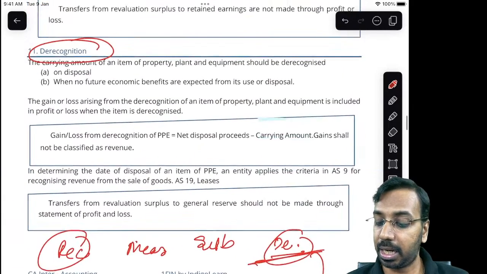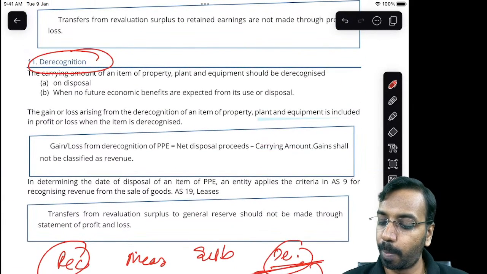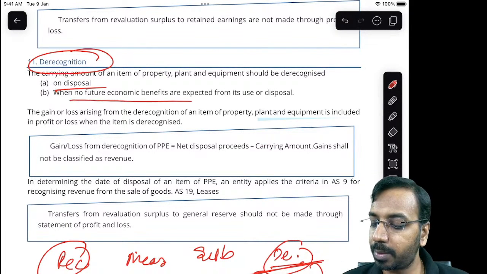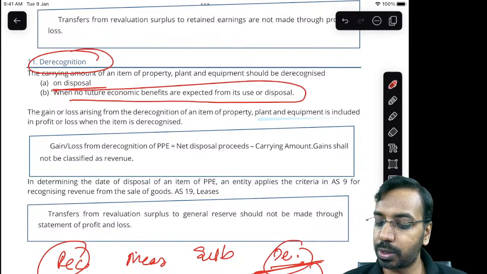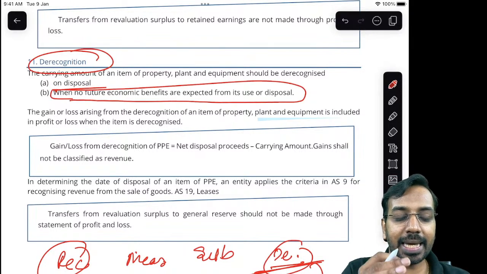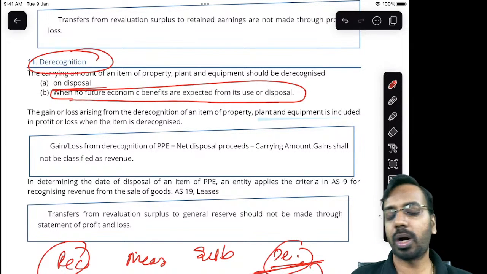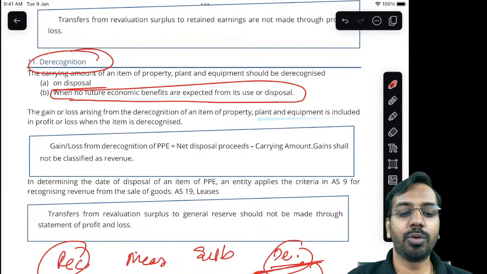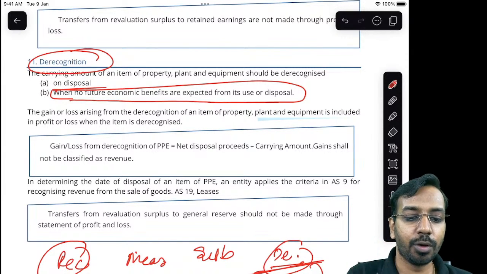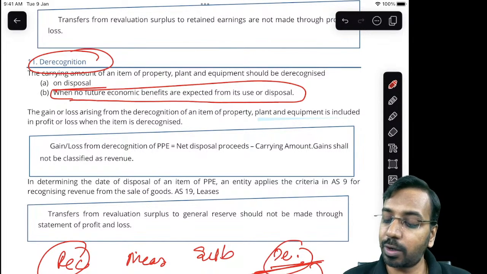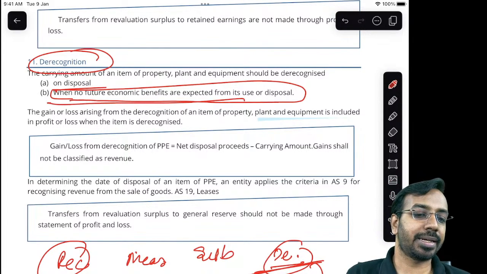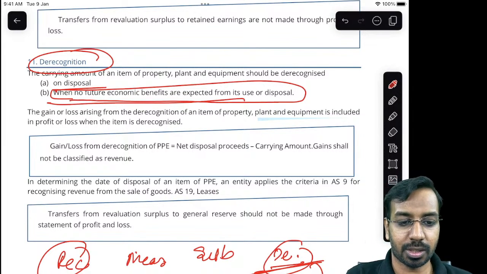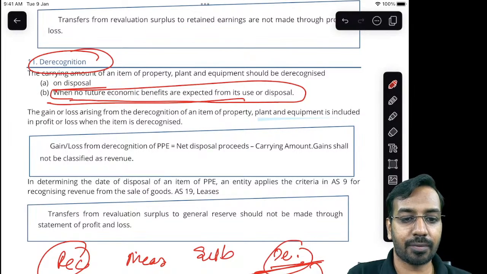Now, on derecognition, when do we do it? We do it on disposal, meaning we have sold the asset, or when no future economic benefits are expected from the use or disposal. See, when I am recognizing an asset in my books, what am I telling my shareholders? I am telling them that we will get future economic benefits, correct? If I don't get future economic benefits, it is not my asset. So I have to write it off, or I have to derecognize it from my financials, right?